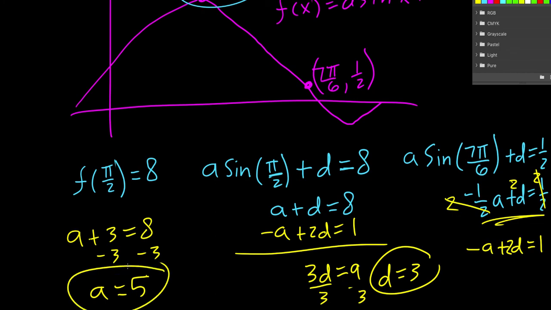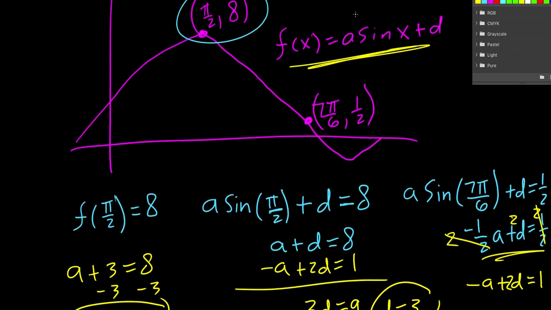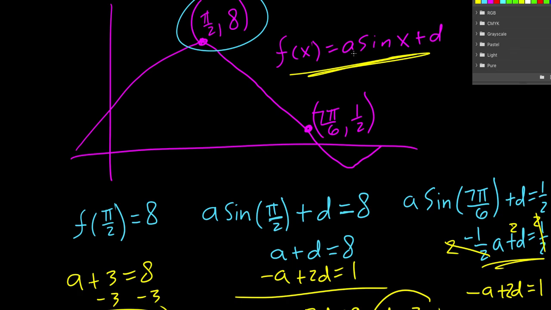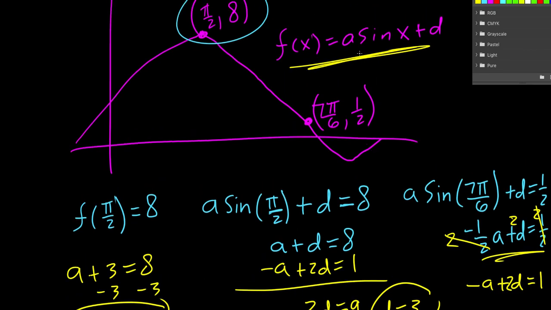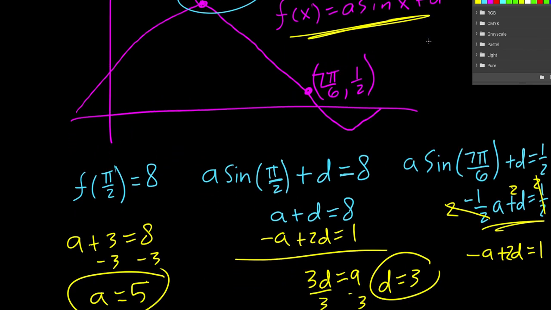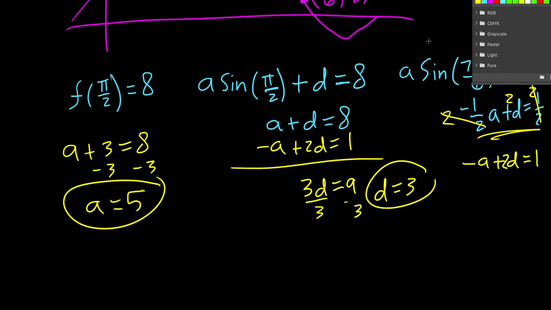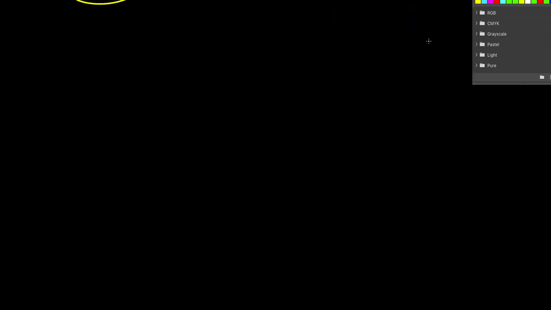Okay, and those were the two pieces of missing information that they asked for. So we know that there's an amplitude stretch based on our answer for a, which was 5, and then we know there's a vertical shift of 3. Okay.